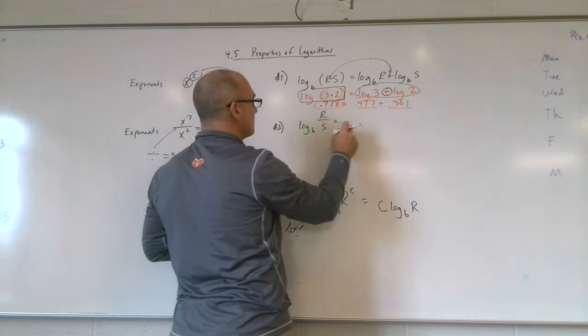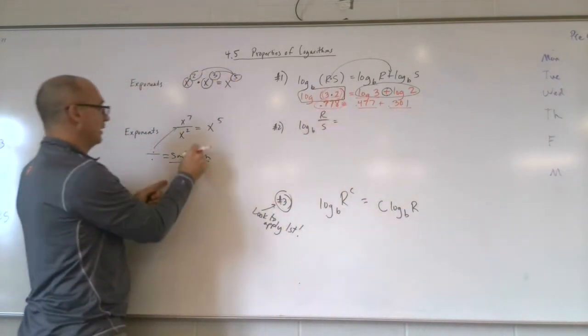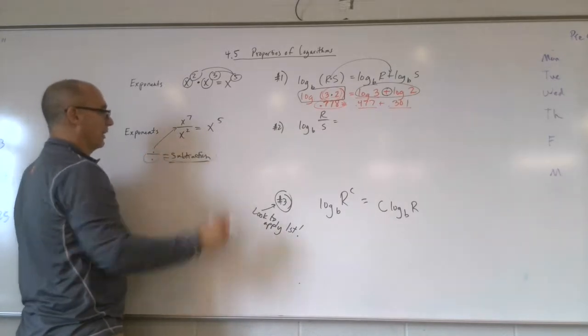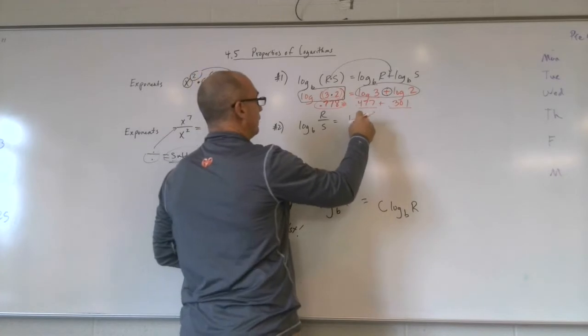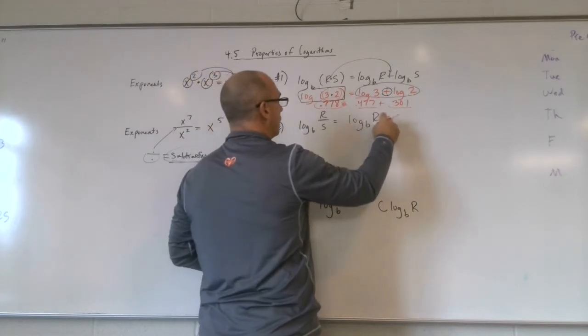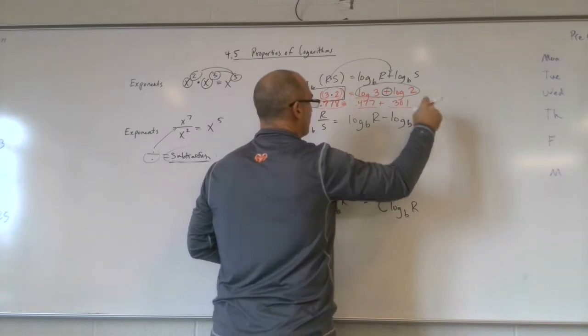Now here, what's the mall? Well, I just tried to prove it right here. Division somehow, in a strange world of exponents, turns into subtraction. So that would turn into log base B of R minus log base B of S. Okay?